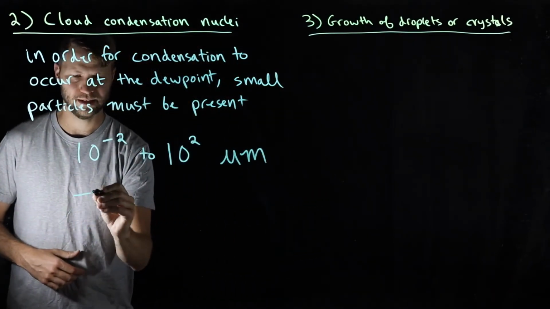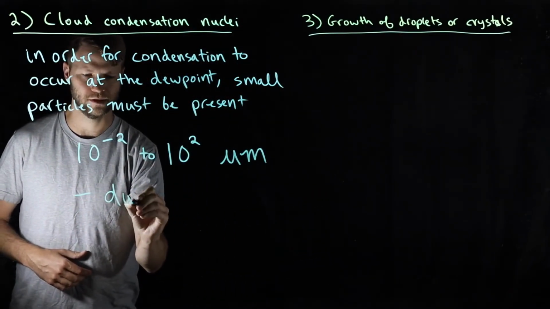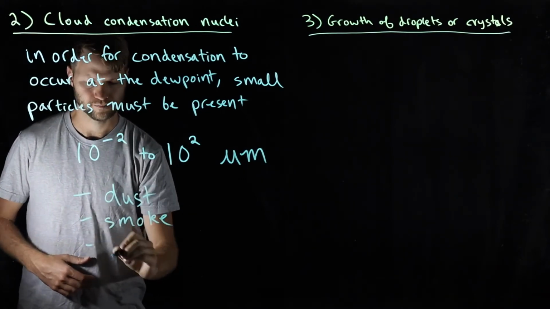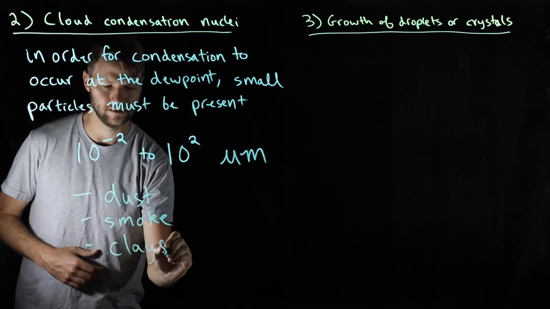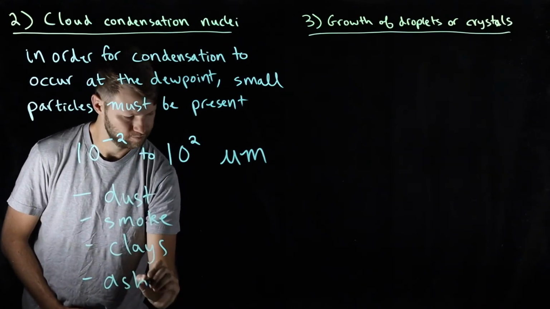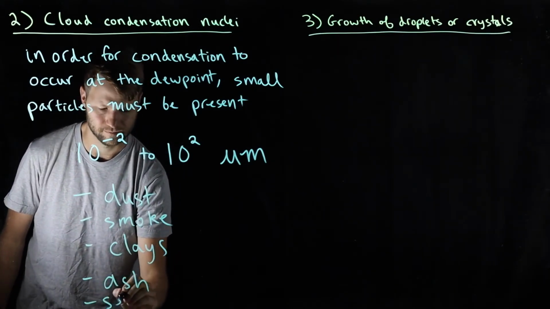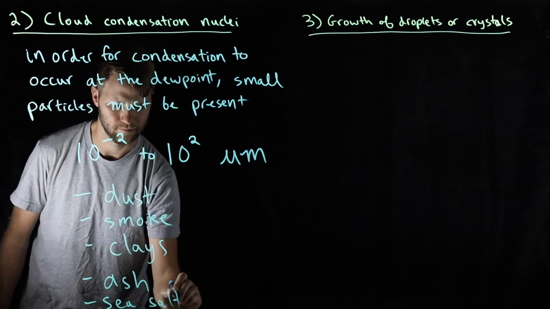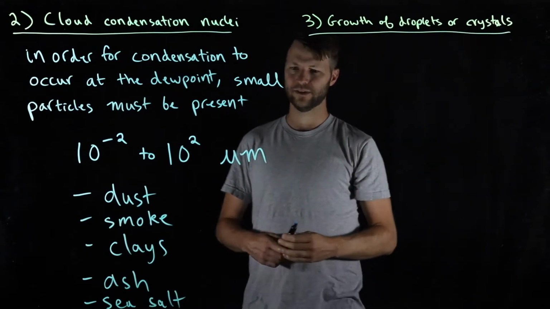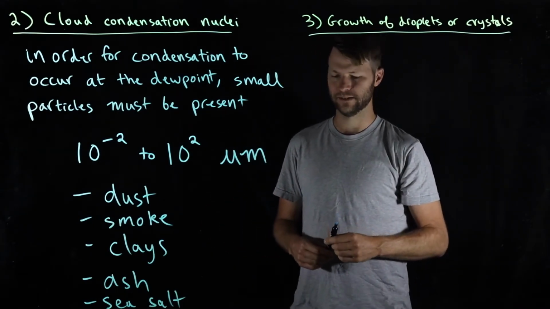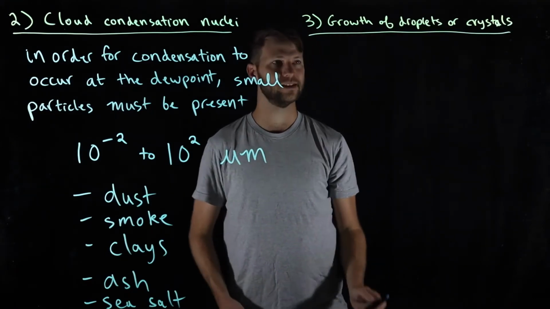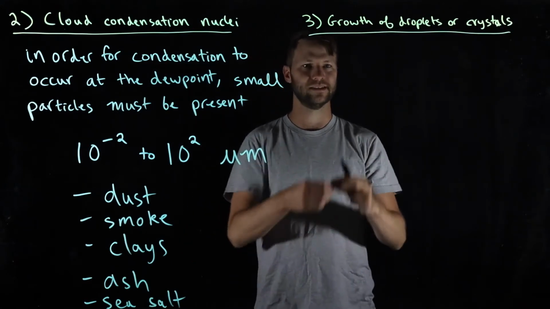And these things can be anything like dust particles, they might be smoke, they can be clays that are suspended in the atmosphere, things like ash, and even sea salt. It's not possible for water to form droplets without these. In order to get droplets without them, you would have to go well over saturation to something like 200 to 300% relative humidity.